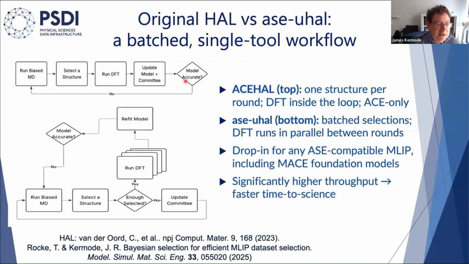What we've done is essentially batch the selections so that you can run dynamics and select a whole bunch of structures, taking advantage of a nice feature of the way that the Bayesian inference works: you don't actually need the labels in order to compute the posterior variance, to compute the uncertainty, but those depend only on the configurations. So we can identify lots of candidate structures, run them all together, and then refit the model, and hopefully get faster time to science by getting higher throughput overall.